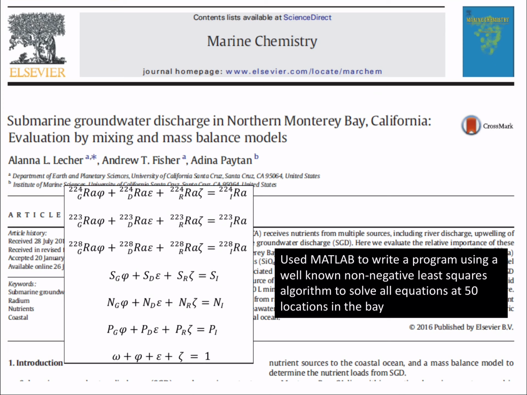locations. So for this, I used a computer software program called MATLAB to write a program that was able to run different algorithms. Eventually I found the algorithm that worked the best to solve all equations at the 50 locations in the bay. So again, I wasn't going to do that by hand, especially since I had to run this multiple times to assess the sensitivity of the model and make sure that it was working correctly. That was not something that I wanted to do by hand, so I was able to approximate it using a software algorithm.